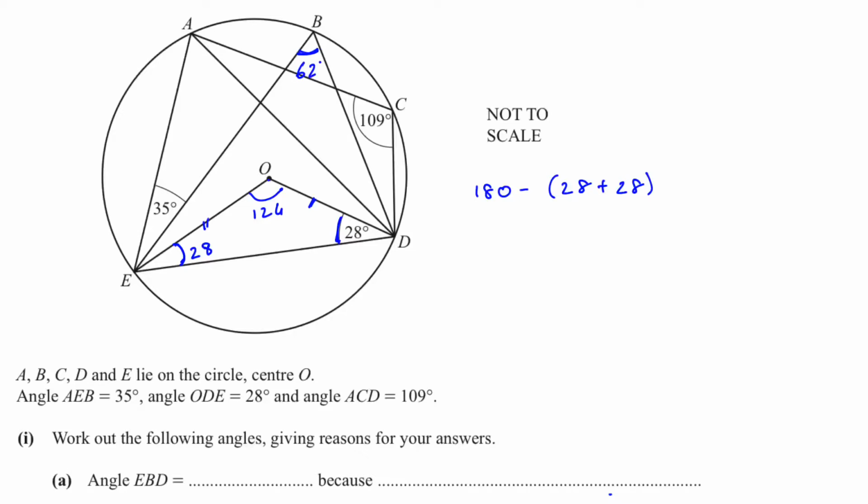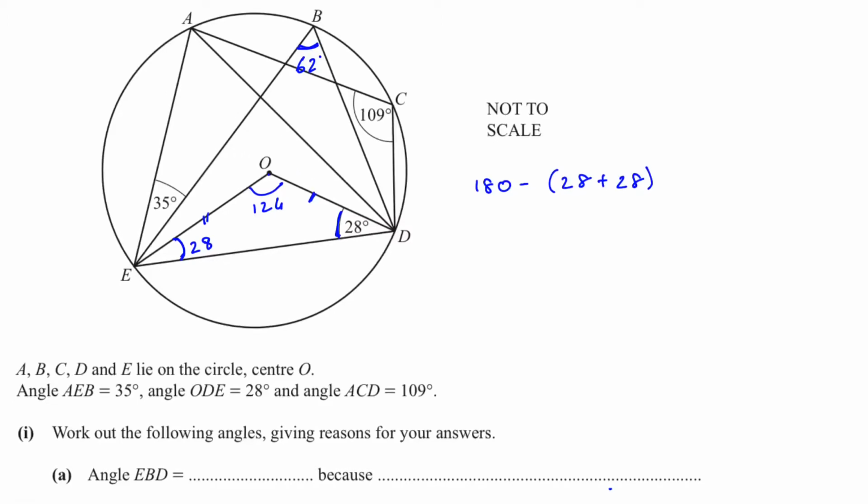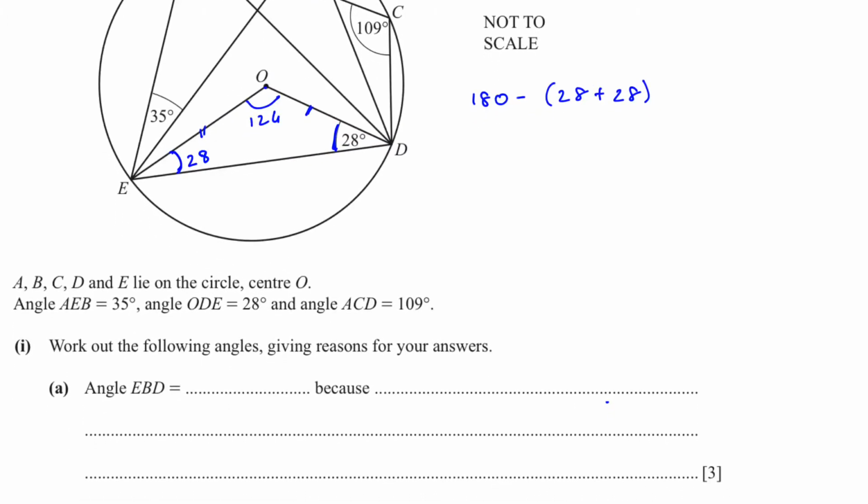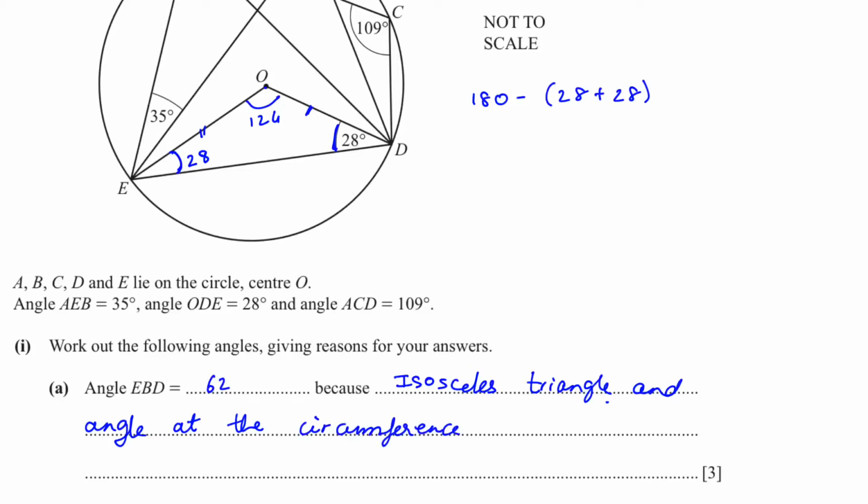Now let's write down the reasons. Angle EBD is 62 because isosceles triangle, and angle at the circumference is half the angle at the center.